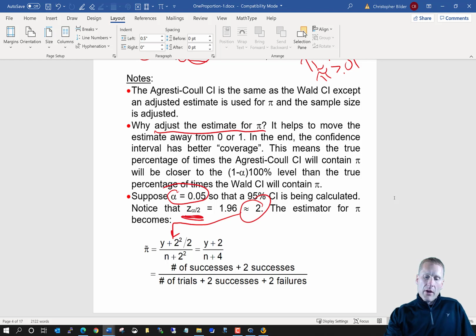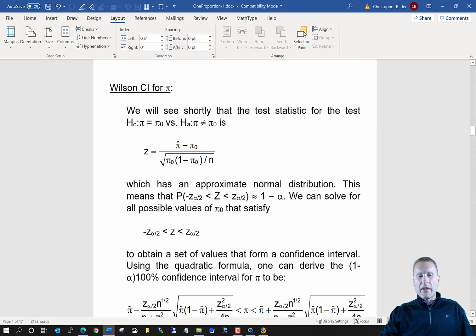And look what happens. We're essentially taking our number of successes in our sample, which will be denoted by y, and adding 2 to it. Then, with our n, we're going to add those 2 successes as well, and then we're also going to add 2 additional failed observations, you could say. So this is what our adjustment looks like: pi tilde is equal to the number of successes plus 2 more successes, divided by the number of trials plus 2 successes plus 2 failures. Okay, so that's the Agresti-Coull interval.